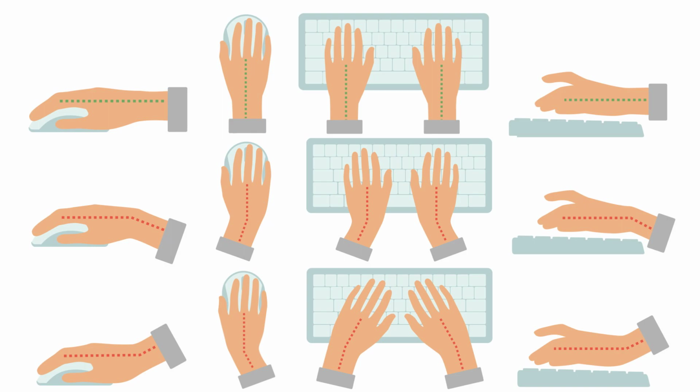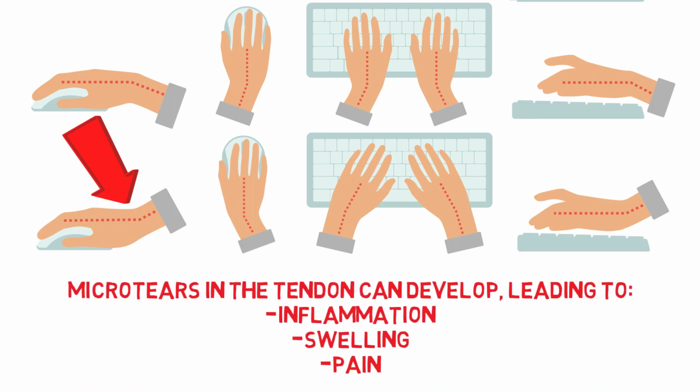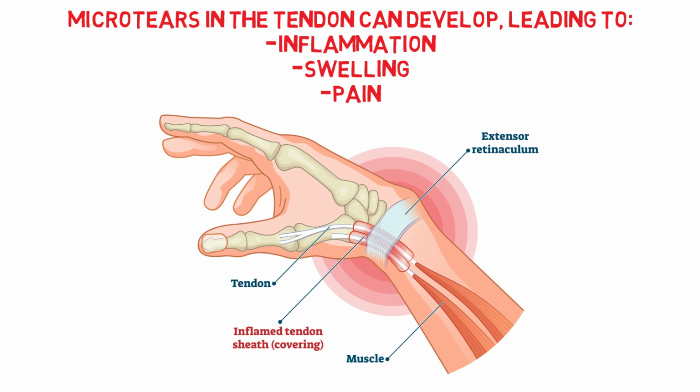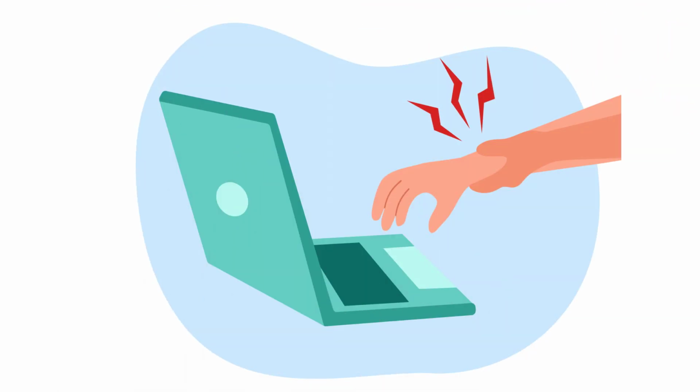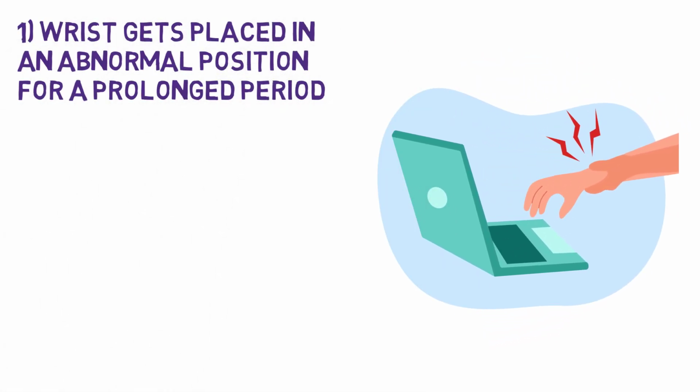That's because if our wrists are stuck at less than ideal angles for extended periods, the tension can become too much and surpass the tendon's load capacity. From this, microtears in the tendon can develop, leading to inflammation, swelling, and pain. This can happen to the tendons in the carpal tunnel, as well as to the tendons external to the carpal tunnel that also cross the wrist joint, like seen in the Quervain's tenosynovitis or with the extensor carpi ulnaris. Accordingly, that's one way how carpal tunnel syndrome arises from poor work ergonomics. First, the wrist gets placed in an abnormal position for a prolonged period.